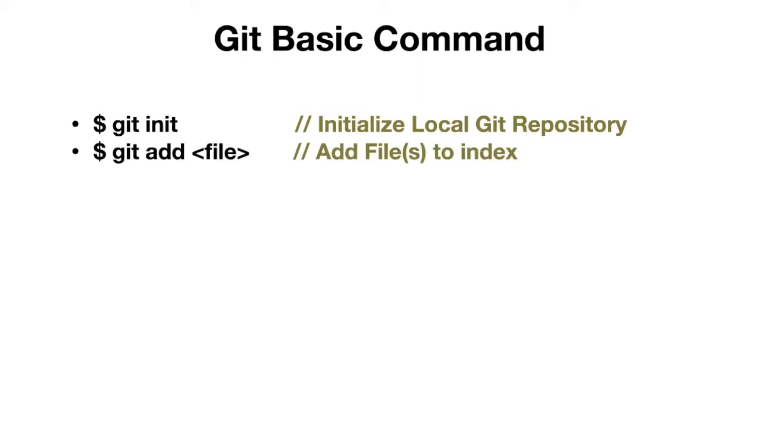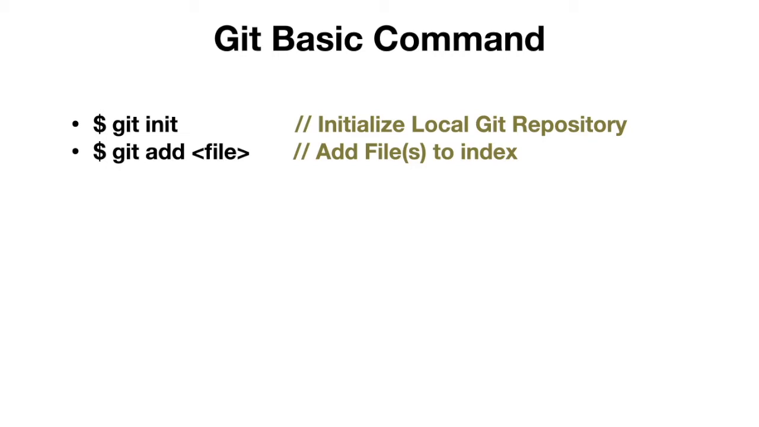Git add. When you want to add some specific file or a set of files to Git, you can use git add and the location of the file. And you can also add more than one file at a time by separating them with a space and pressing enter. All the files will get added automatically.